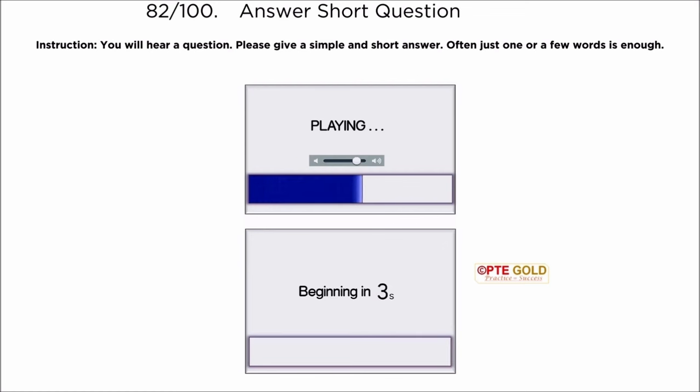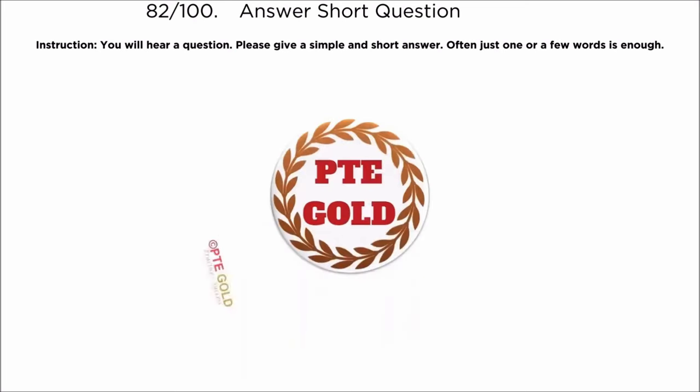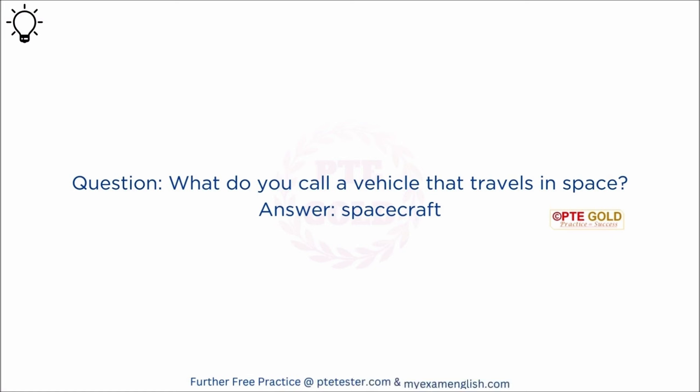What do you call a vehicle that travels in space? Spacecraft.